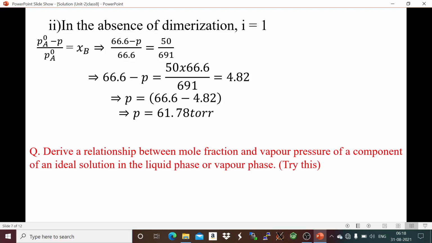Derive a relation between mole fraction and vapor pressure of a component of an ideal solution in the liquid phase and in the vapor phase. So in the liquid phase and vapor phase, the mole fraction and vapor pressure of the component in an ideal solution, that was Raoult's law. Try to do this. The relation is already given, so you try to derive this one.